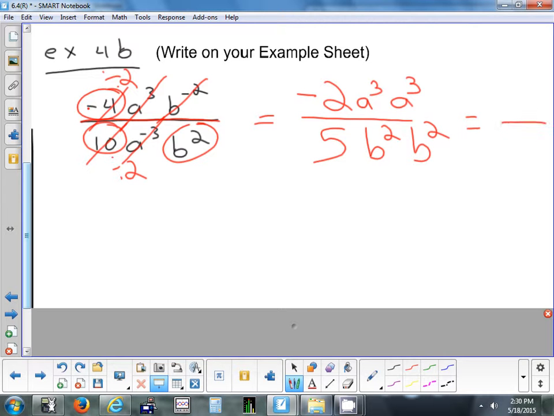All right, so we got b to the 2nd on the bottom, right? We got negative 2 here, we got 5 here. There's nothing I can do with those two things. They don't simplify anymore because I already did.